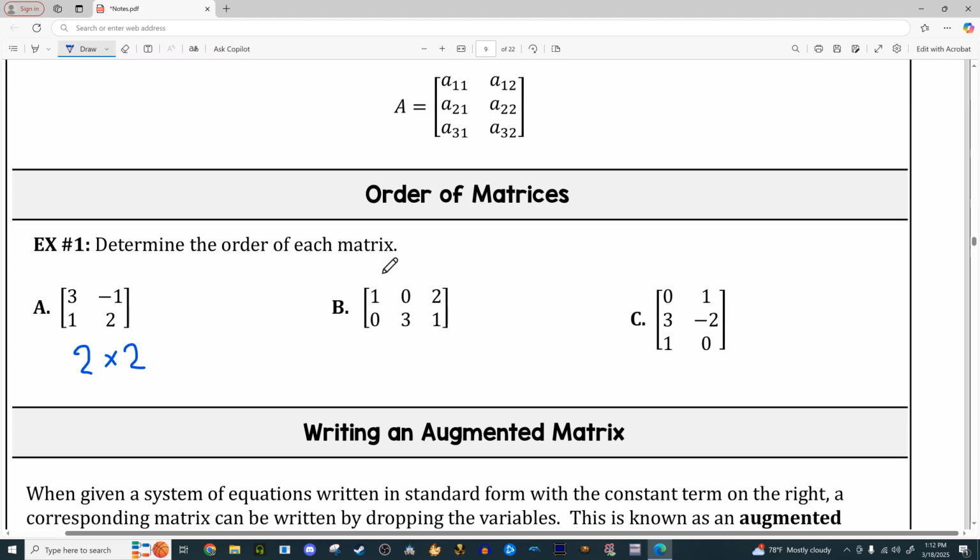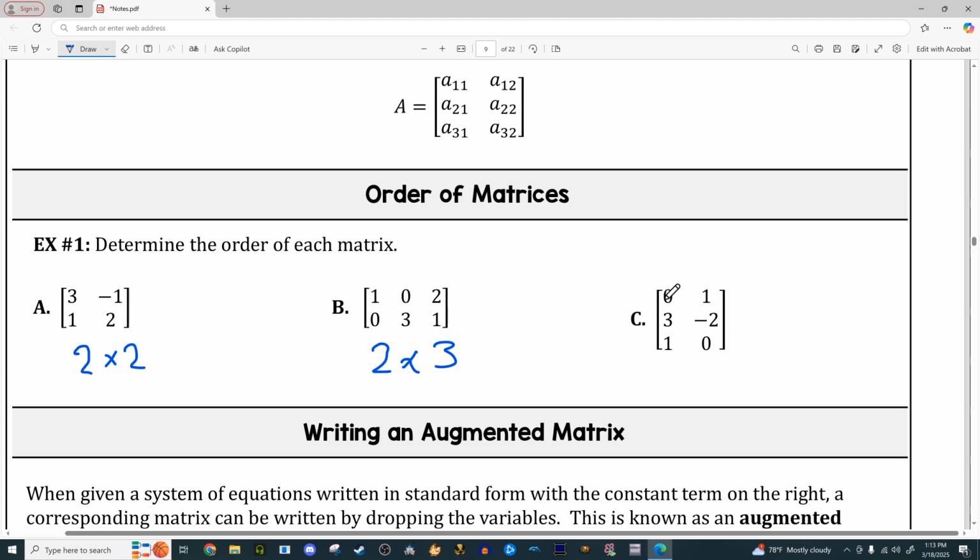The next one, the order of this matrix. This matrix is 2 rows by 3 columns. So this would be a 2 by 3. We have 2 rows by 3 columns. Be very careful. It does always have to go in the order of rows first and then columns.